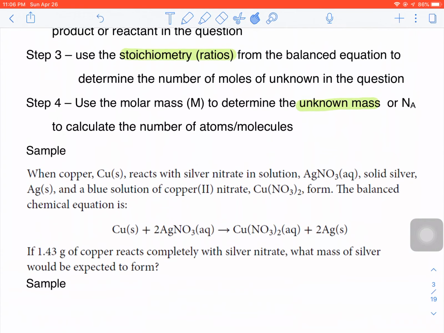The first sample says if copper reacts with silver nitrate, I get copper nitrate and silver. So here's the question. When copper reacts with silver nitrate in solution, AgNO3, solid silver and a blue solution of copper nitrate is formed. The balanced equation is this. Now the question says if 1.43 grams of copper are reacted, what mass of silver am I going to get? So notice in my question that I have a mass of copper and I'm looking for a mass of silver.